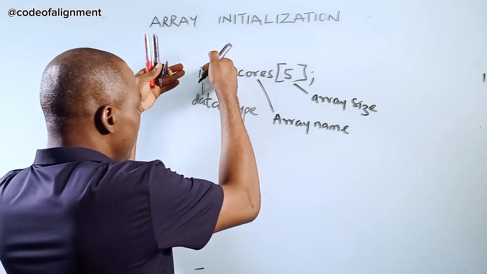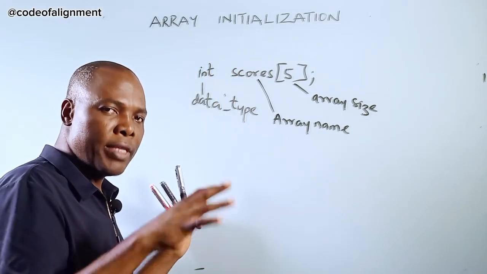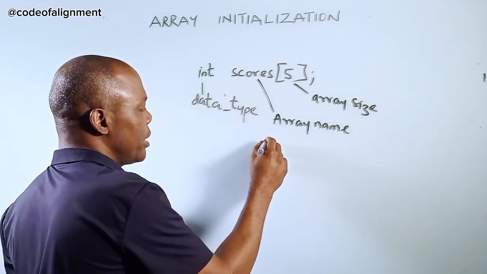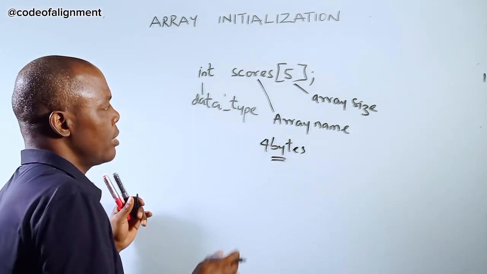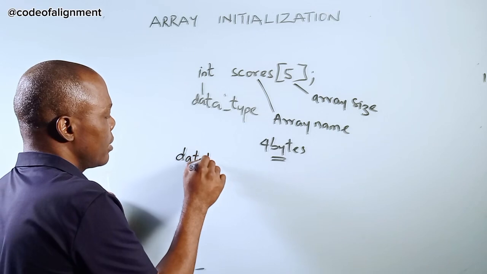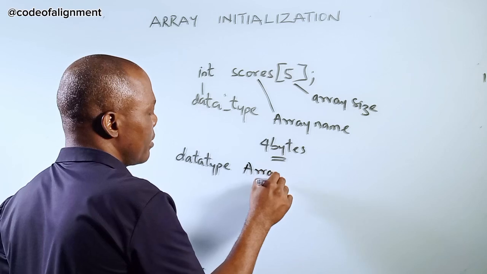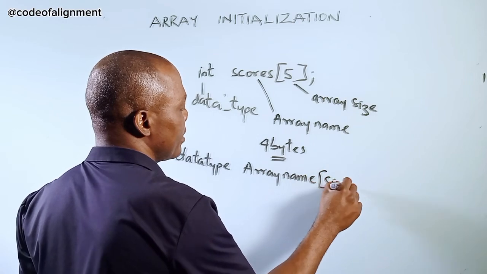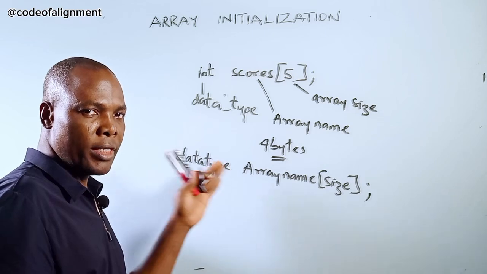So the compiler knows the data type. And I told you that the data type is what? It is the nature of the array. Now with this integer, it means 4 bytes to be allocated for each element. So the syntax for this, looking at this, is what? Data type, array name, right? And then size. So this is declaration. We have not initialized yet.